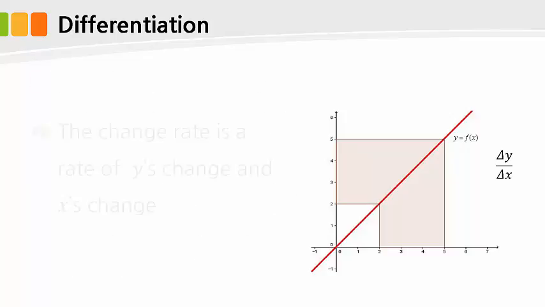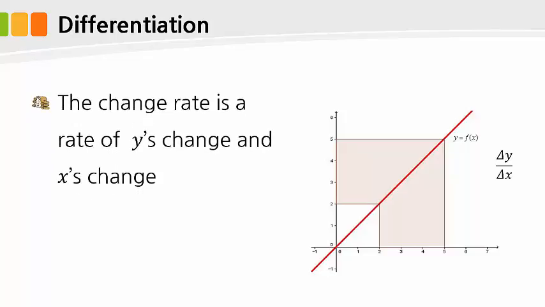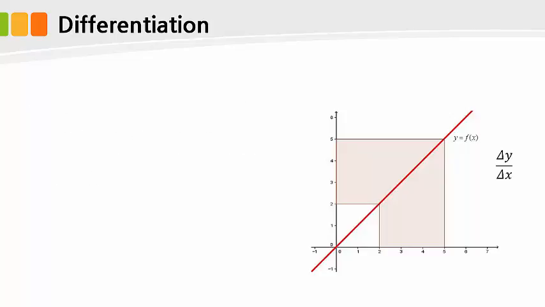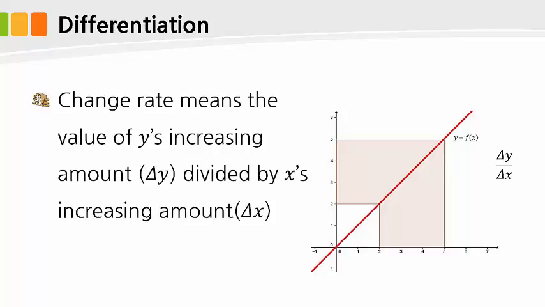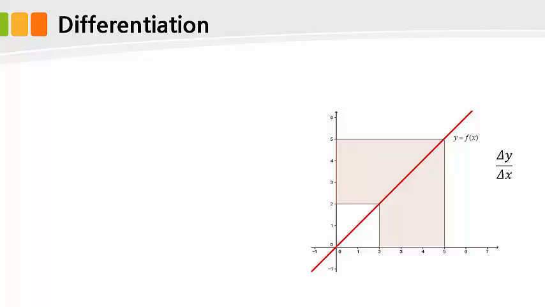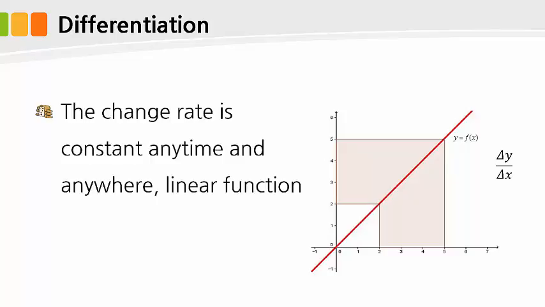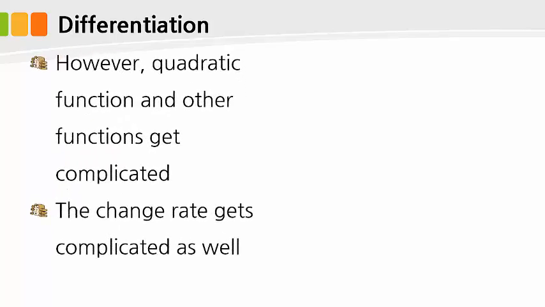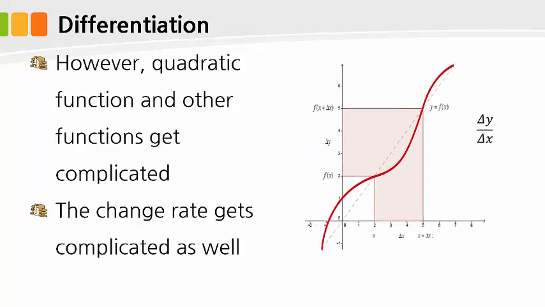The change rate is the rate of y change to x change. The change rate means the increasing amount of y divided by the increasing amount of x. For the linear function, the change rate is constant anytime and anywhere. However, as functions such as the quadratic function and others get complicated, the change rate gets complicated as well.